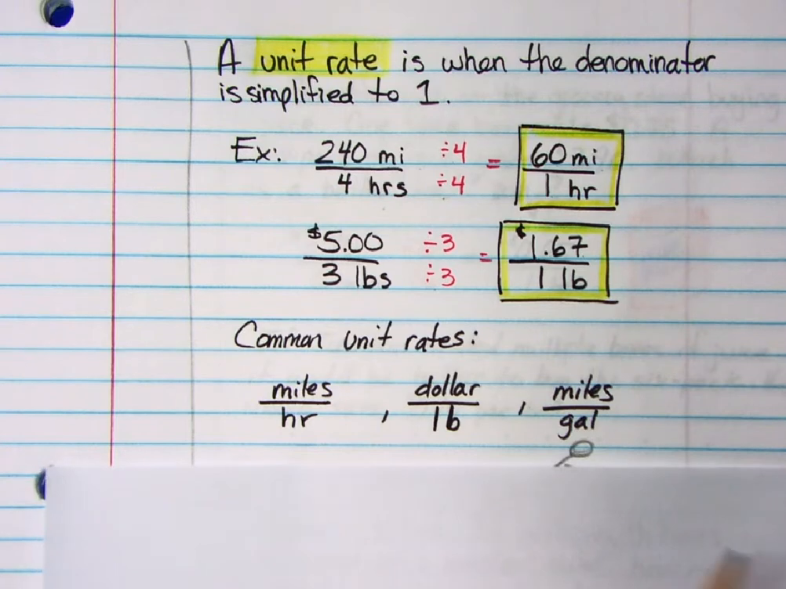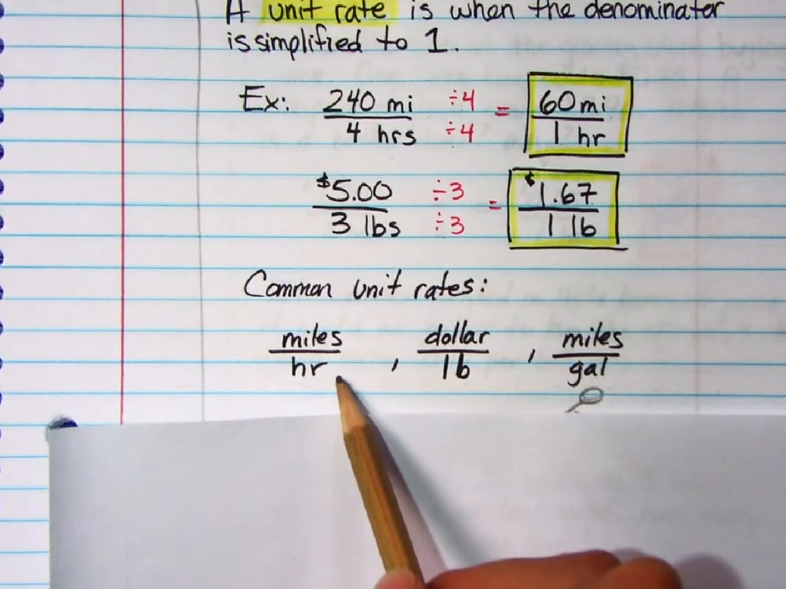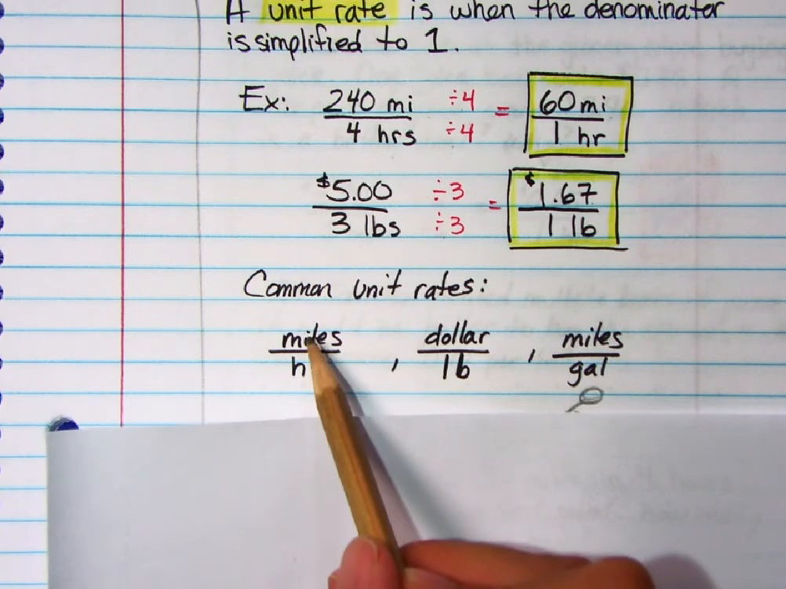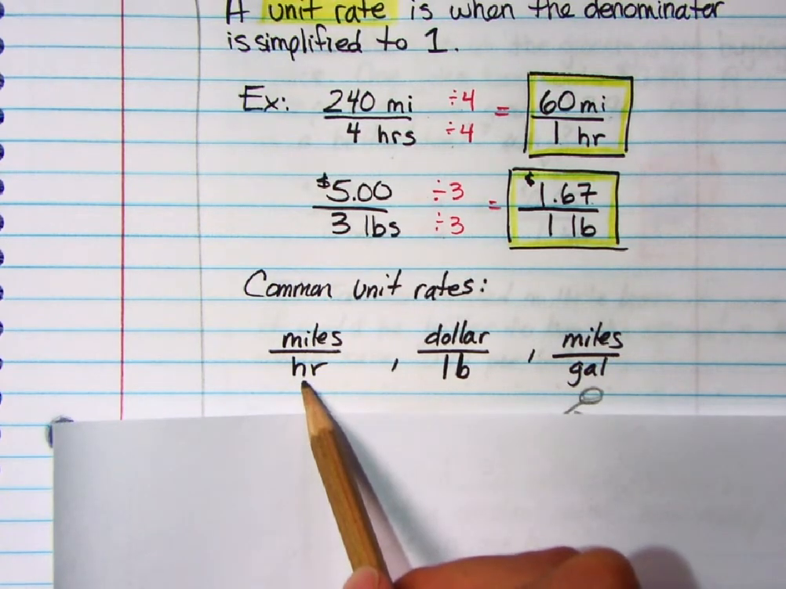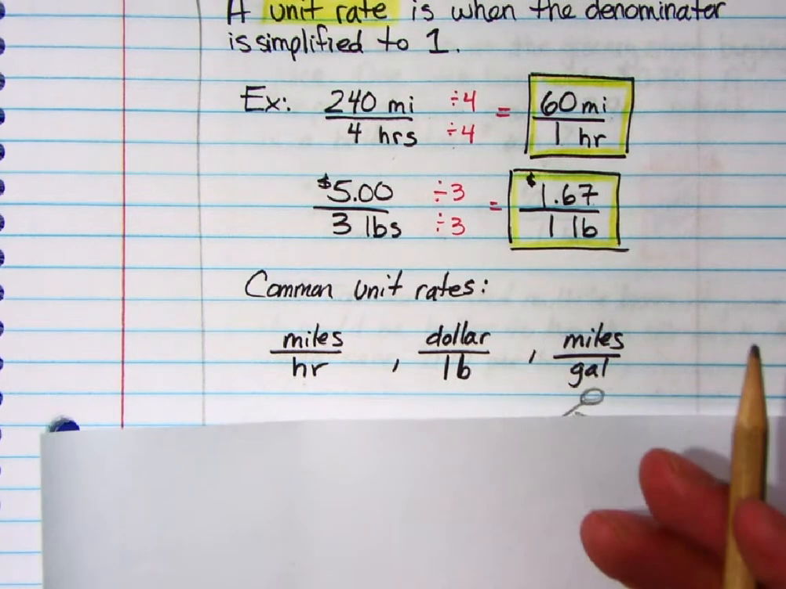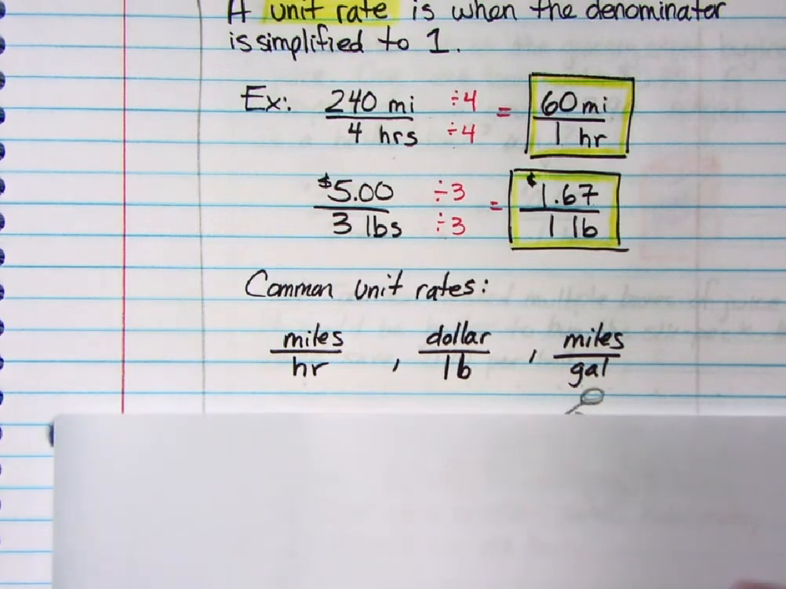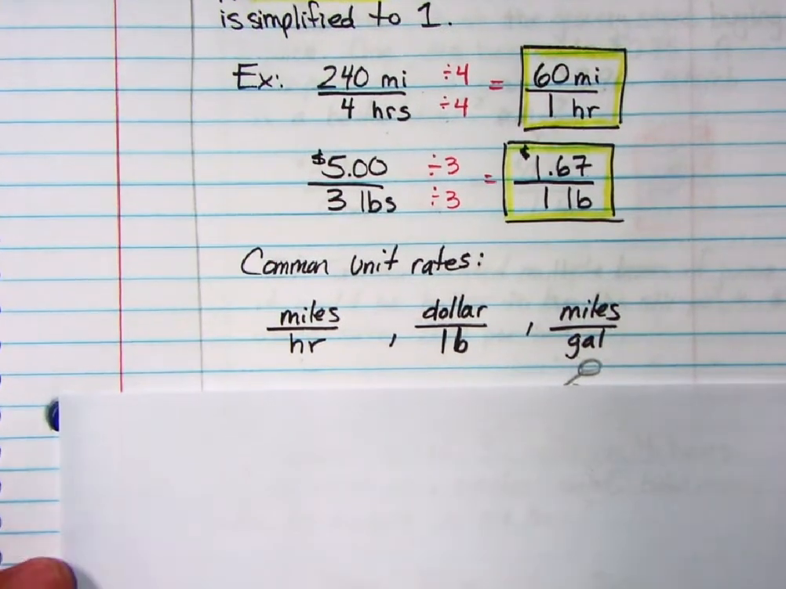So here are some common unit rates that you'll come across. Miles per hour, when you look on the freeway and you see something that says 65 miles per 1 hour, that's the speed limit. Dollars per pound, you'll find that in grocery stores. Miles per gallon, you'll sometimes see that for commercials about cars and how well they run.